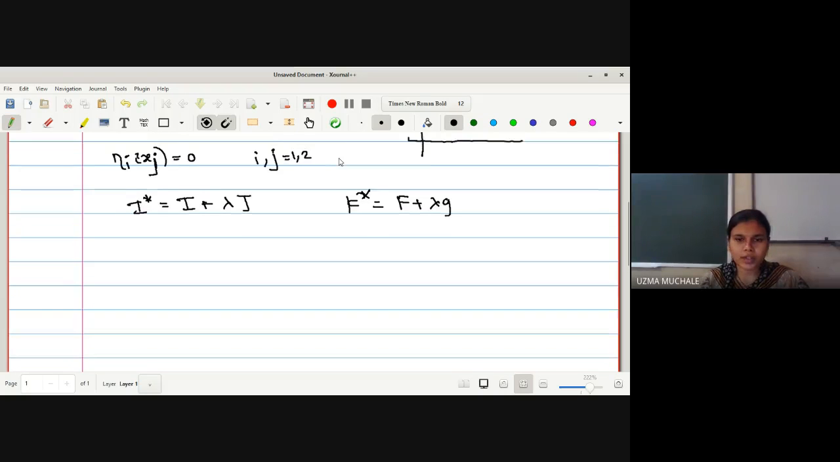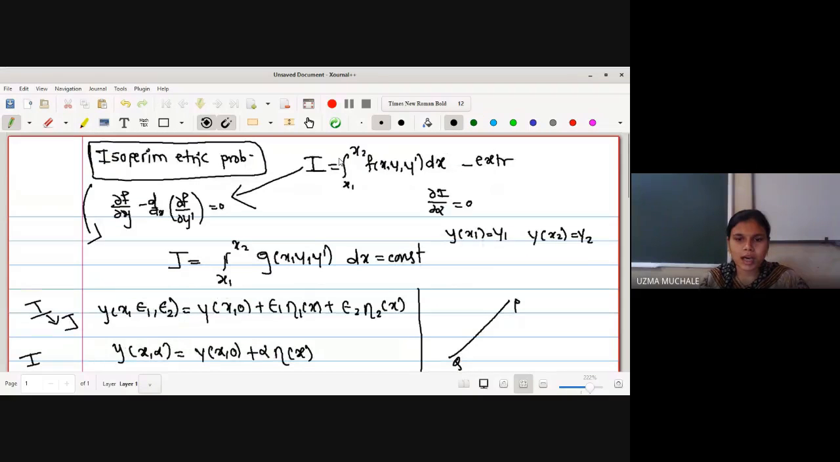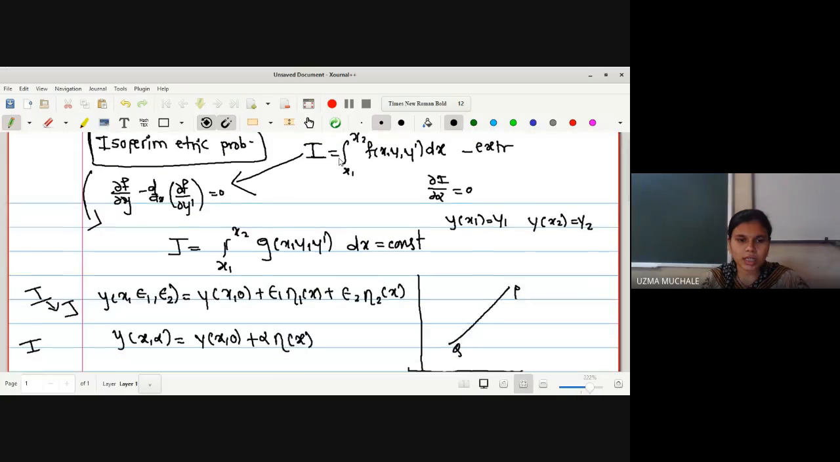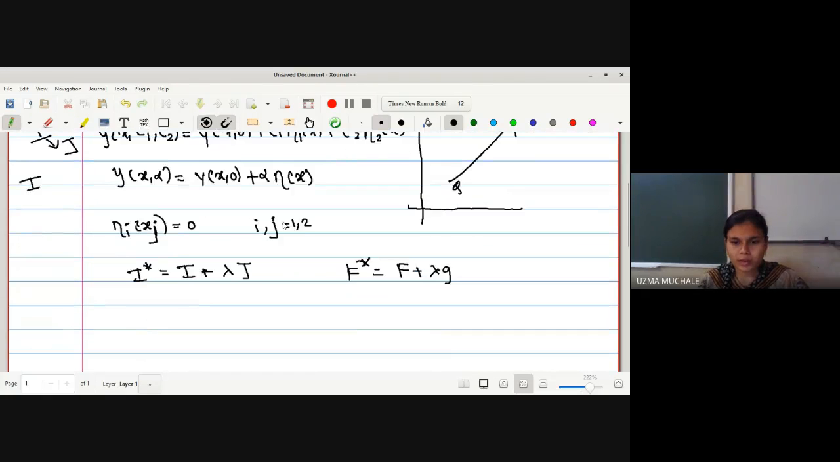Okay, this is what your function f, which is in the integral I, and g is a function in the integral j. So in this way, instead of finding the extrema of I under the condition of j, we can now find out the extrema of I star. It is equivalent to finding the extrema of I and j combinedly. Now directly we can find out the extrema of I star.